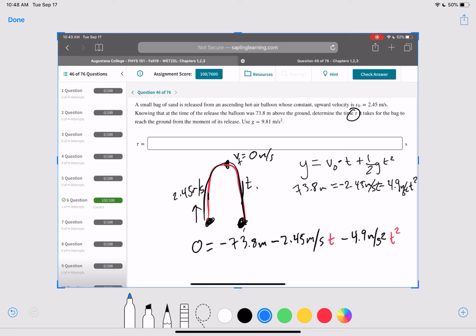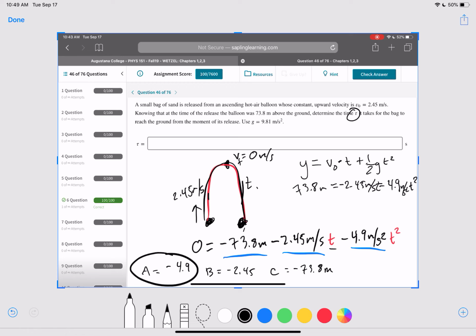Okay, so now we have A, B, and C here. This is a quadratic formula, so you can use a quadratic formula calculator online, where you just plug in A, B, and C. So A would equal minus 4.9. A is the value in front of the t squared. B is equal to negative 2.45. That is the value in front of the t. And then C is equal to negative 73.8 meters. And that is your initial height that you're starting from. Your final is going to be 0. And so that's why we're going to fall negative 73.8 meters.